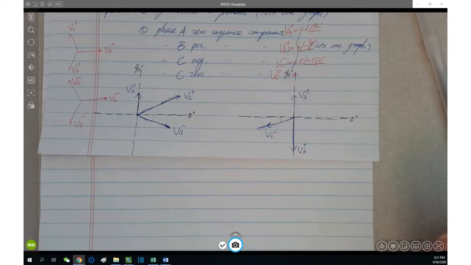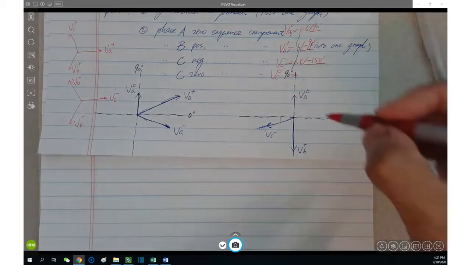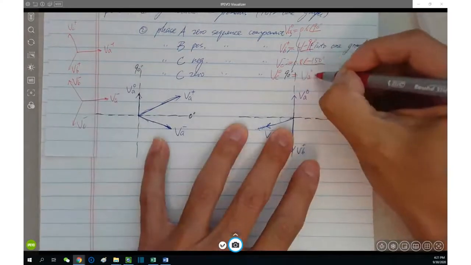Very good mistake. It's very good to make that mistake now, instead of in the exam, obviously. So, I keep thinking how to find VC0. Isn't VC0 just VA0? Excellent.